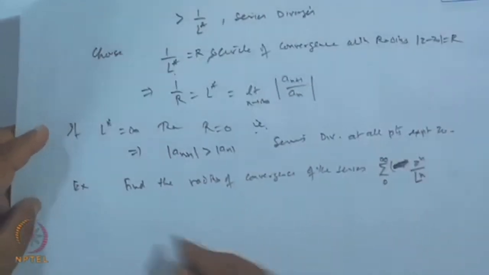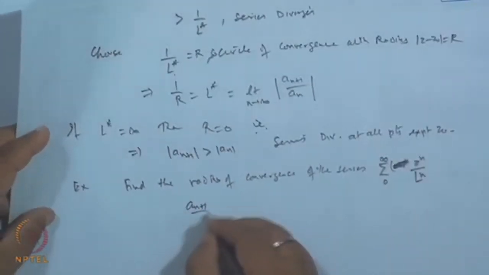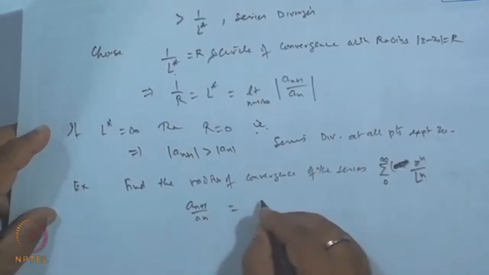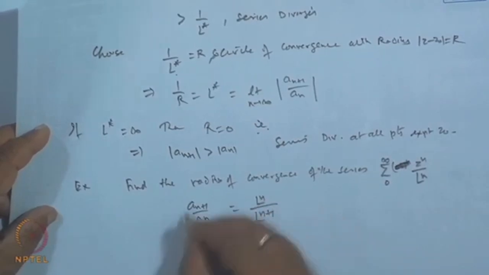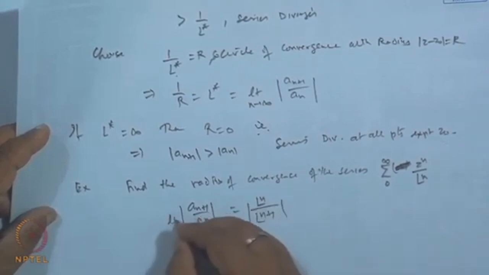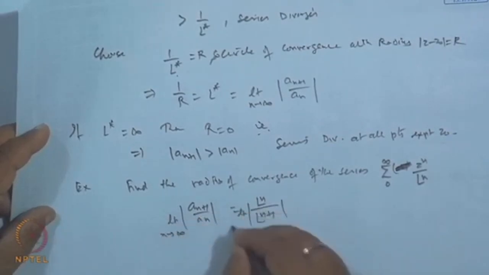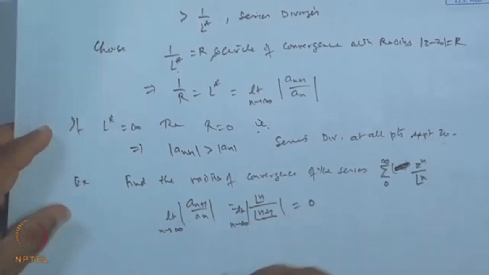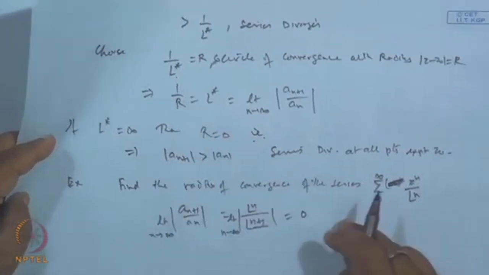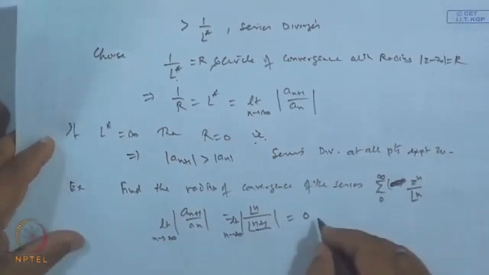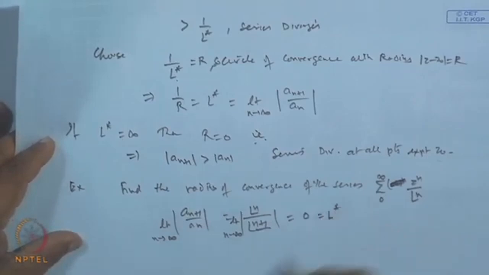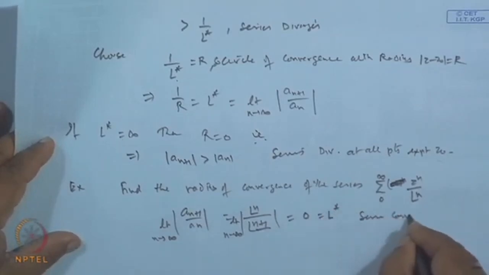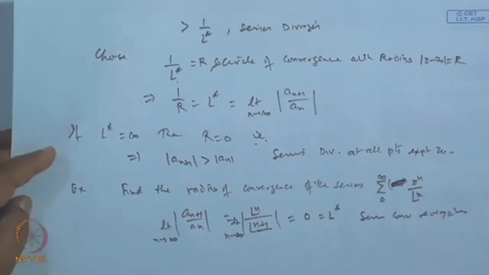Then what happens is mod of a n plus 1 over a n is equal to what? Mod of a n plus 1 is factorial n plus 1, factorial n, mod of this, and the limit of this as n tends to infinity is nothing but 0. So L star is 0. L star is 0 means R becomes infinity. So the series converges everywhere. Okay, like this. Similarly, we can go for others.